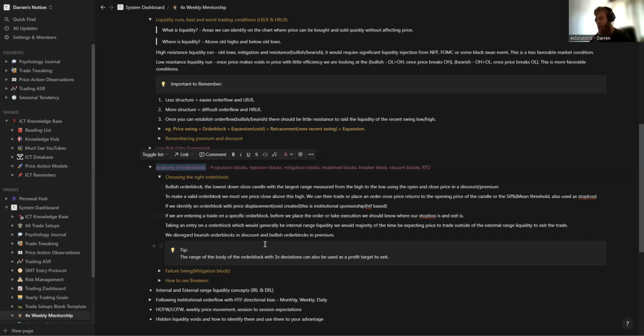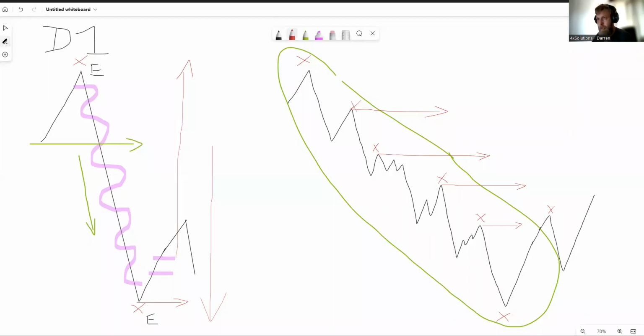But there is a little tip in terms of an order block. If you're trading an order block and you take a trade on an order block, ICT recommends that you can either take profits at the external range liquidity, because the order block would be the internal range, or it's going to be 3 deviations of the order block. For example, let's draw it out quickly.